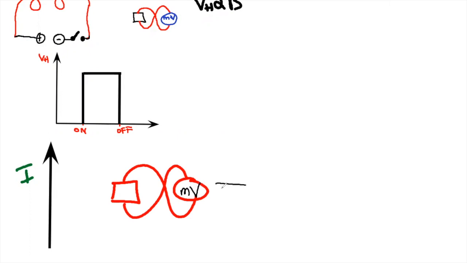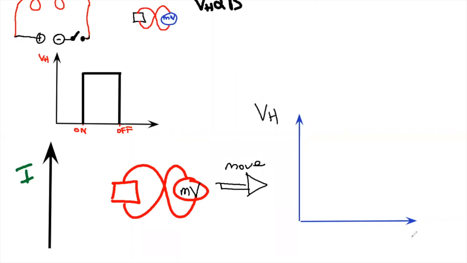So we are moving the Hall probe away, and we're going to make a graph. Think about it. What is the graph going to look like? I have VH on the y-axis, and I have T on the x-axis.